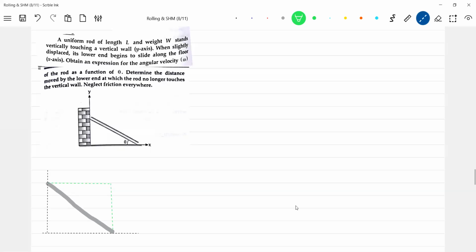Let me bring the idea of instantaneous center everything. Determine the distance moved by the lower end at which the rod no longer touches the vertical wall. Obtain an expression for the angular velocity of the rod as a function of theta. If you recollect, about what point will the rod rotate? This is the IAOR, this is the center of mass. There's NA and NB, and let this be R.